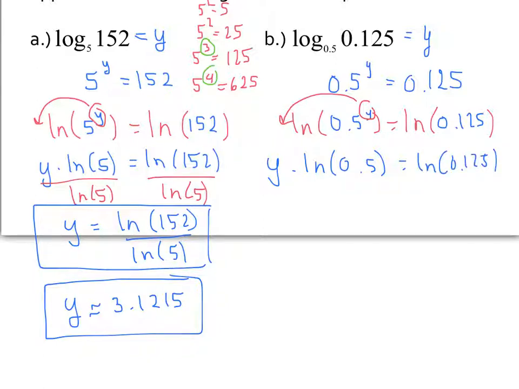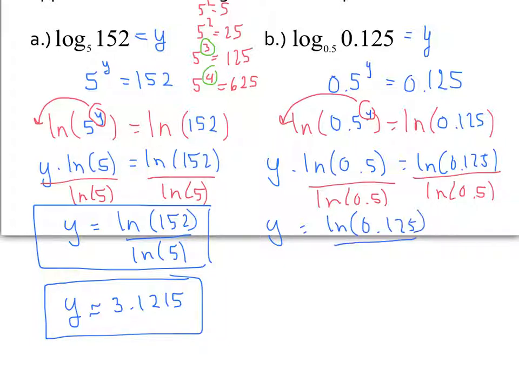I solve for y. So let's divide both sides by the natural log of 0.5. And so I get that y equals the natural log of 0.125 over the natural log of 0.5. I plug this into my calculator, and the weirdest thing happens: it's actually equal to 3. And in fact, in this specific problem, the best answer should just be 3.